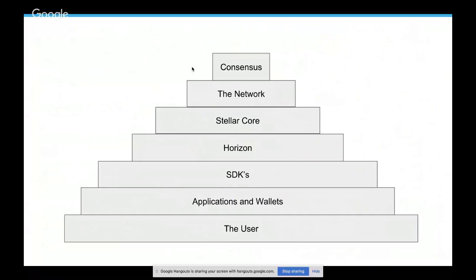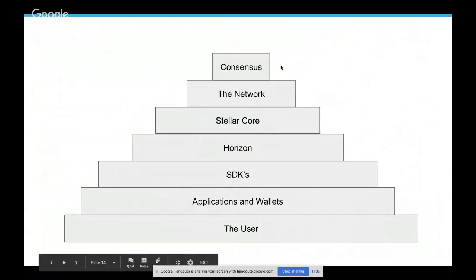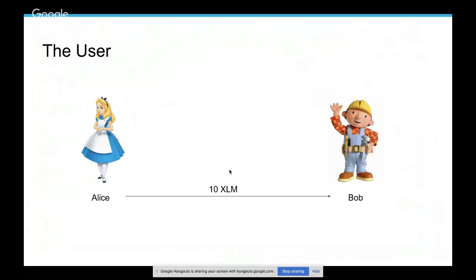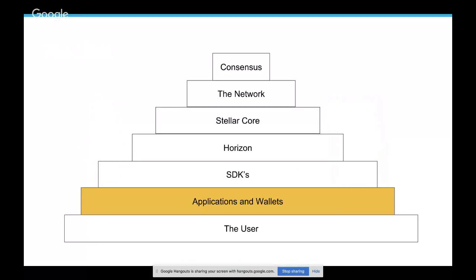Cool. So from a general high-level view, this is what I will be going over. Let's start at the bottom. At the bottom of the stack, you have the user. For this demonstration, we'll have Alice and we'll have Bob. Alice wants to send 10 lumens to Bob. This is typically what Stellar is used for, just payments.